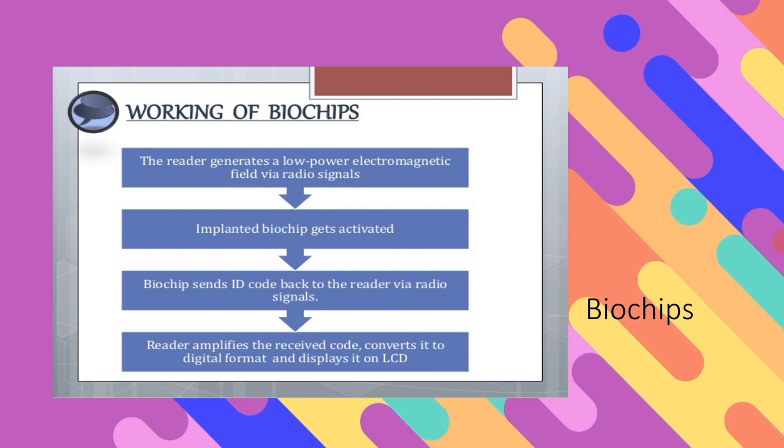Now what will the reader do? The reader will have the software. That software will convert this ID number, this ID code, to the digital format, such that it will get displayed on the digital screen, on the LCD. So this is the working of the biochip.